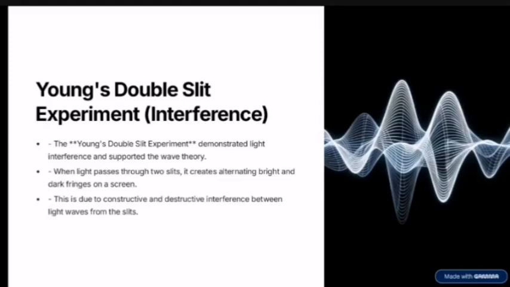The double slit experiment, or Young's double slit experiment. This is a scientific experiment that tries to show that light can behave as a wave. That's why light has this interference pattern. One thing you should take note of when you hear Young's double slit experiment is that it is the experiment that tries to prove that light exhibits an interference pattern.